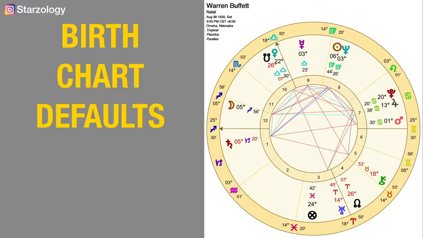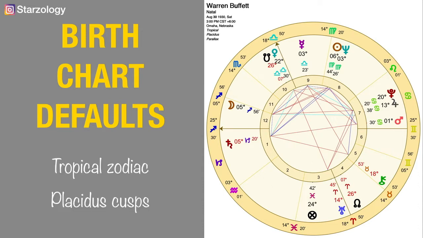And just to be clear, the birth chart defaults that I'm using for this chart are pretty straightforward. I'm on the tropical zodiac, and I'm using Placidus house cusps.